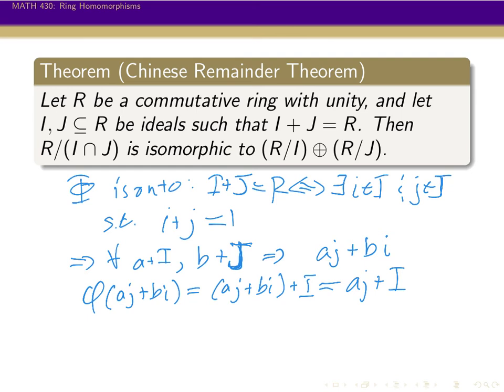Well, i plus j is equal to 1, and so note that i plus j plus I, on the one hand, since i plus j is equal to 1, is equal to 1 plus I. On the other hand, since i is in I, this is equal to j plus I. So j is in the same coset as 1, and so I can replace j there with 1 and get a plus I.